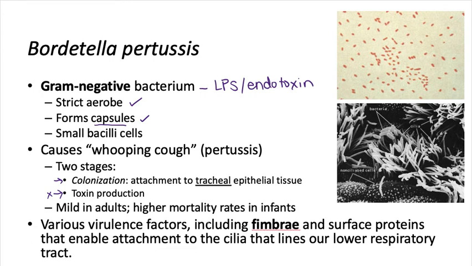groups. In addition to capsules and endotoxin, another virulence factor that Bordetella has are fimbriae. And fimbriae are those extracellular appendages that help bacterium adhere to or attach to surfaces like host tissue surfaces or the cilia that line host tissues.